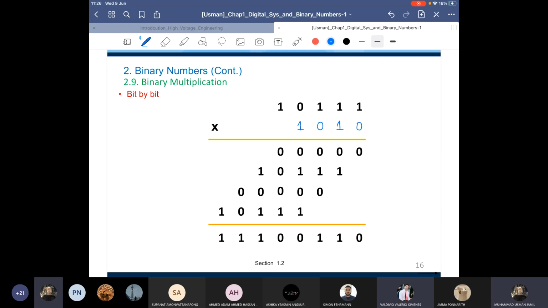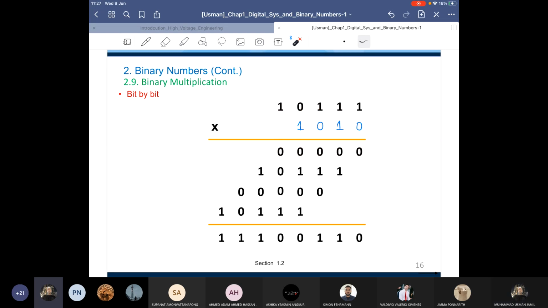So now start from here, this 0, and multiply this 0 with this 1. So 1 into 0, so this is 0. Then 0 multiplied by this one is 0, 0 multiplied by 0 is 0, 0 multiplied by 1 is 0. So you can see 0, 0, 0 and 0. We have all zeros.